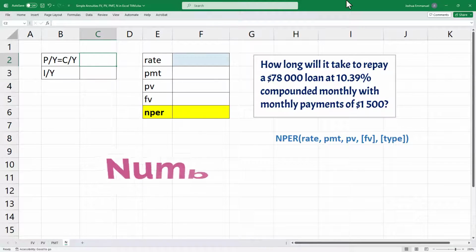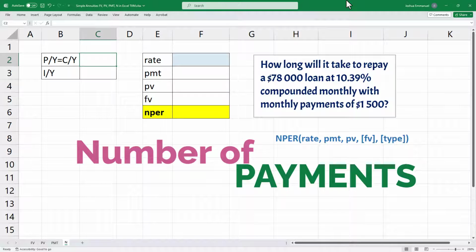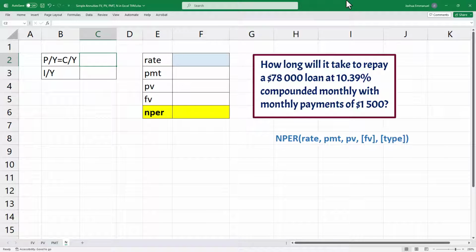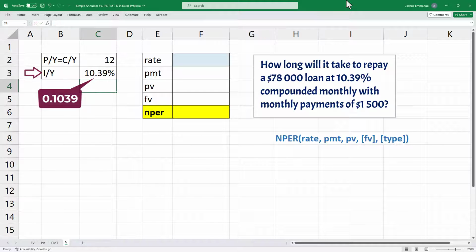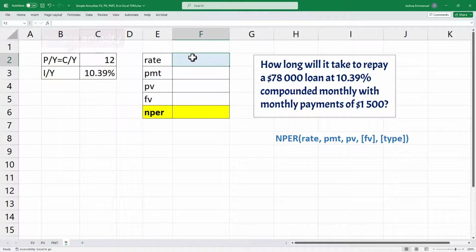Finally, we compute the number of payments in simple annuity. How long will it take to repay a $78,000 loan with monthly payments of $1,500 if interest is 10.39% compounded monthly? Since payment and compounding are monthly, PY and CY will be 12. The nominal interest rate is 10.39% or 0.1039. Since this is simple annuity, that is PY equals CY, the periodic rate will be the nominal interest rate divided by the compounding frequency per year.